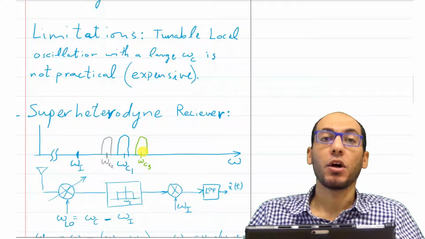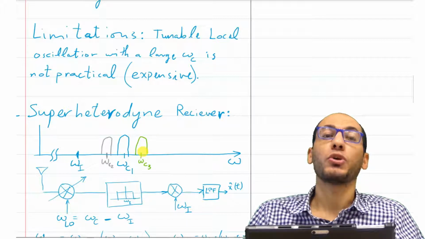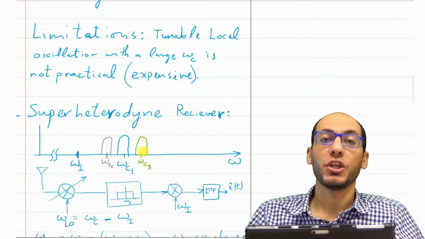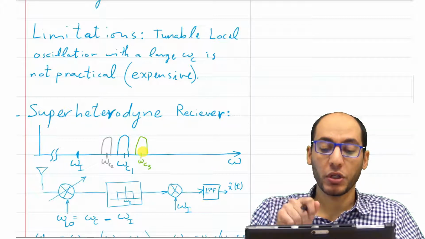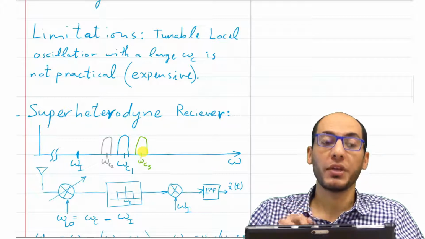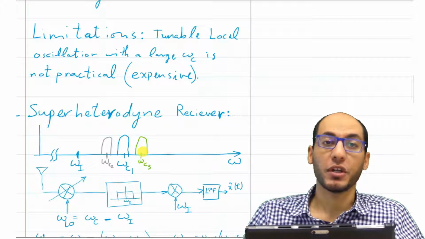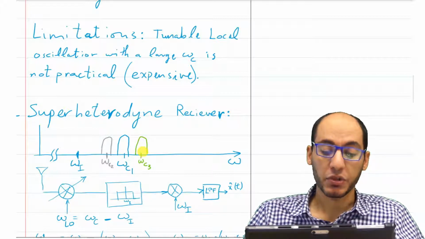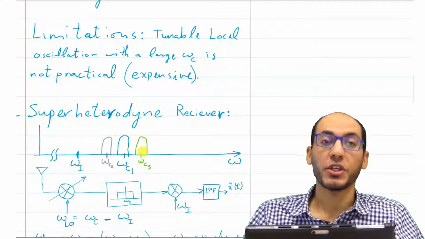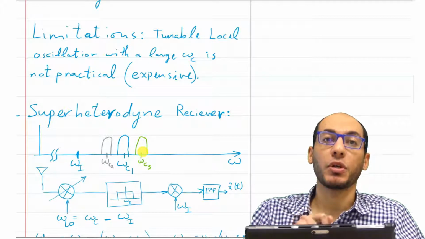In that case, all you need to do is just change the tunable local oscillator, and not throw away the entire radio and purchase another radio to listen to a totally different channel. Okay, so that's what you need to do. You need to make sure that the radio has a tunable local oscillator.